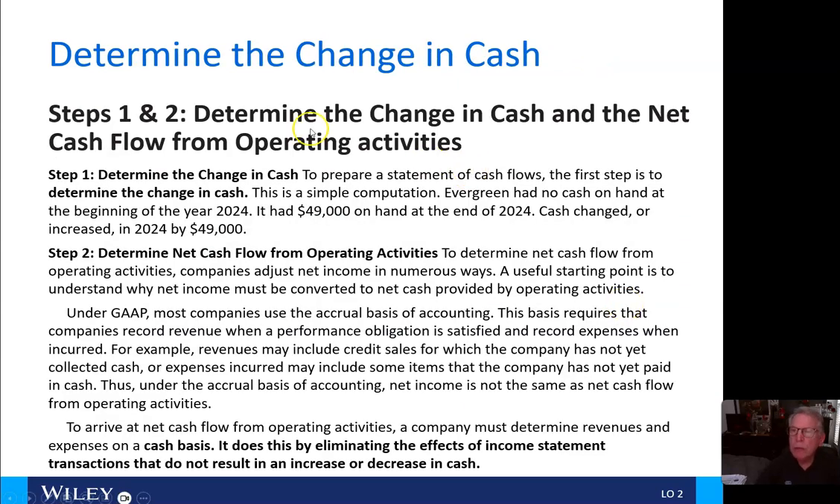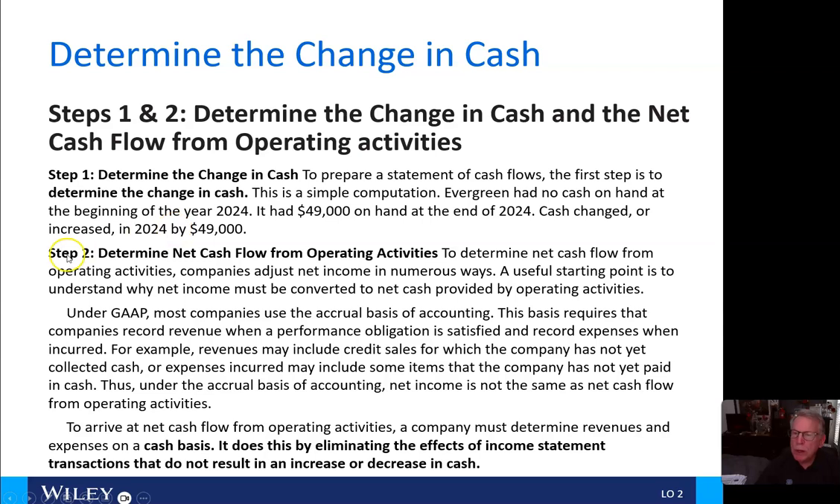Okay, so if we're going to determine the change in cash and the net cash flow from operating activities, the first step is to determine the change in cash. To prepare a statement of cash flows, the first step is to determine the change in cash. This is a simple computation. Evergreen had no cash on hand at the beginning of the year. It had $49,000 on hand at the end of the year. Cash changed, in this case increased, in 2024 by $49,000.